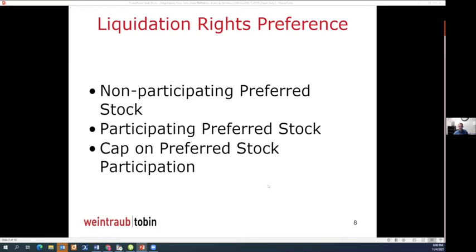So you get a double dip. The cap pretty much means once you cross 3 times or 4 times or whatever it is your invested amount, your participating aspect of it stops. So that's usually more common on later stage deals, and we wouldn't look at a cap earlier than, let's say, a Series B. So non-participating is what you would usually see across the board at the seed and Series A stage. Perfect.